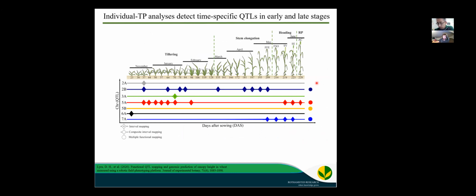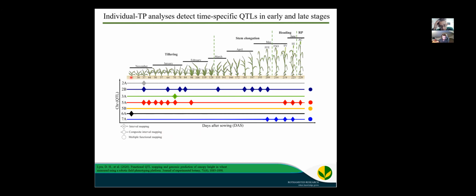For the results of our 26 time points and 2,000 markers, we ran interval mapping, the weakest approach, composite interval mapping, a fairly good approach, and multiple functional mapping, the more robust approach. And then we tried to summarize in one picture what the results were. As you can see, we have plenty of information in here. Something is happening in the growth stage.